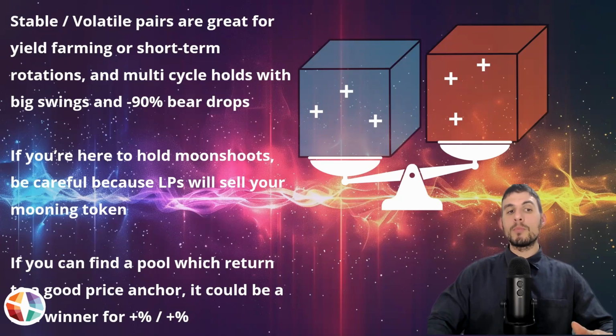So if you're here to hold moonshots, be careful because liquidity pools will sell your mooning token, the volatile token. But if you can find a pool which returns to a good price anchor, it could be a real winner for plus % yield on both sides of the trading pair.